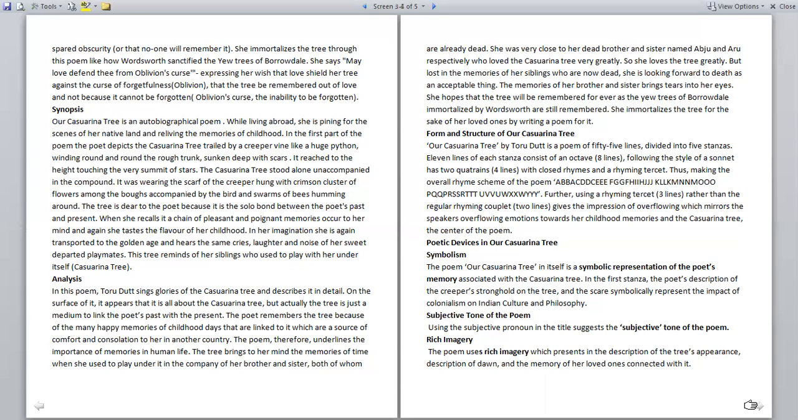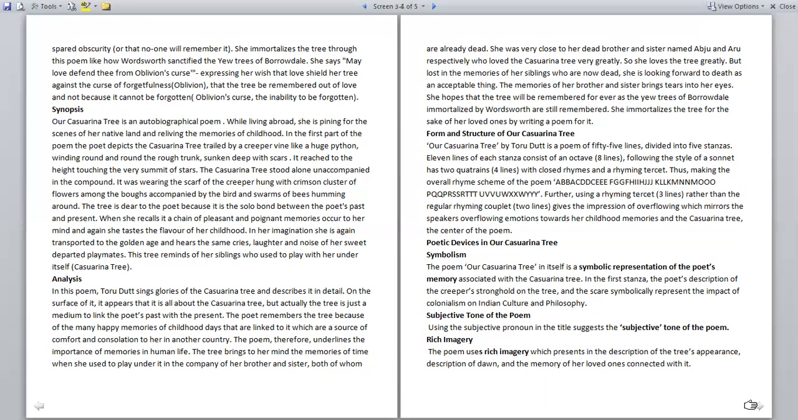The tree is dear to the poet because it is the sole bond between the poet's past and present. When she recalls it, a chain of pleasant and poignant memories occurs to her mind, and again she tastes the flavor of her childhood. In her imagination, she is again transported to the golden age and hears the same cries, laughter, and noise of her sweet departed playmates. This tree reminds her of her siblings who used to play with her under it.